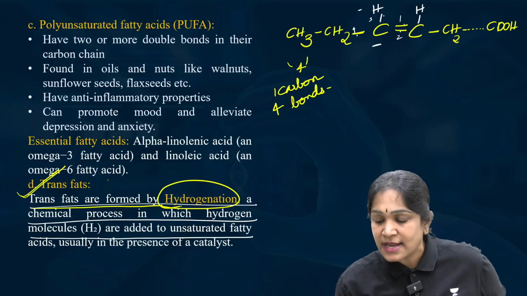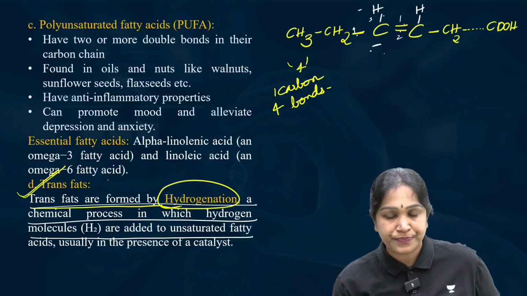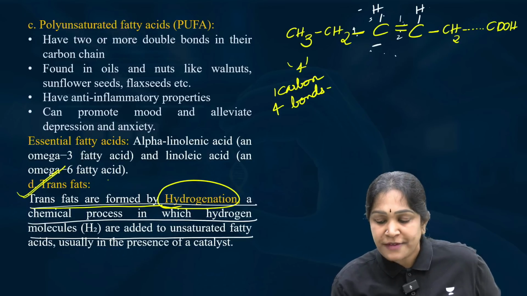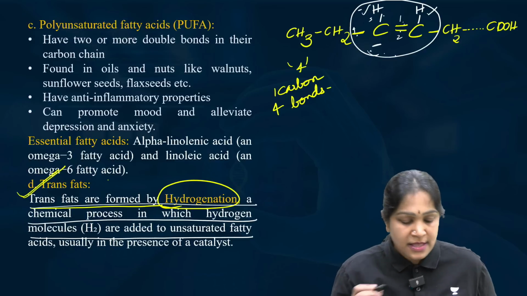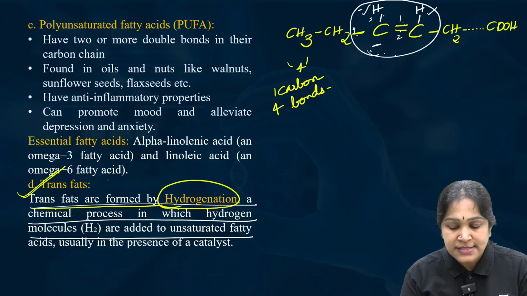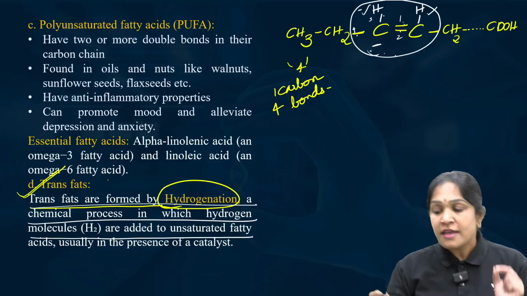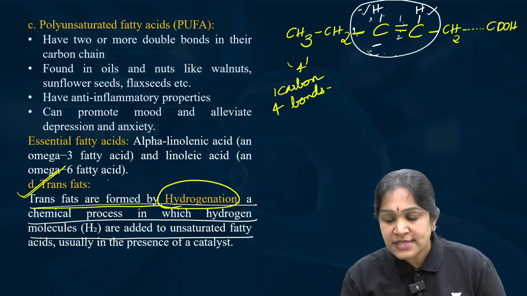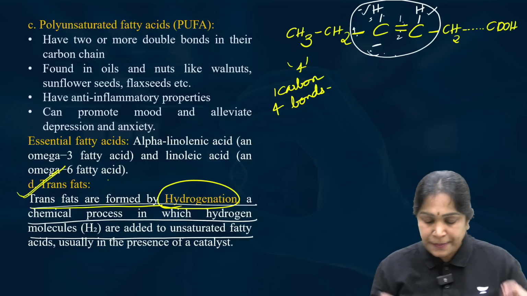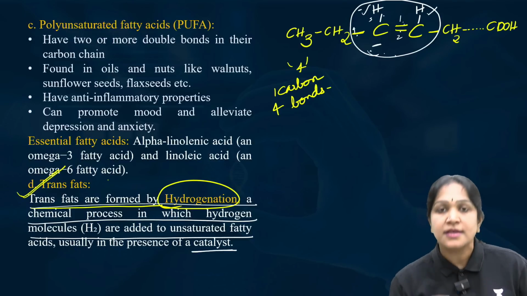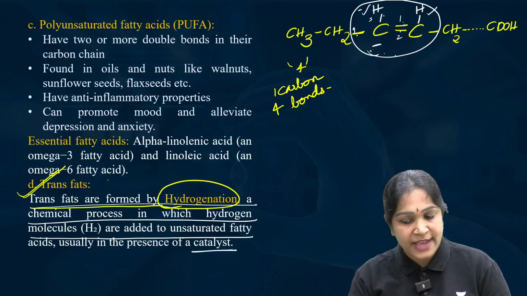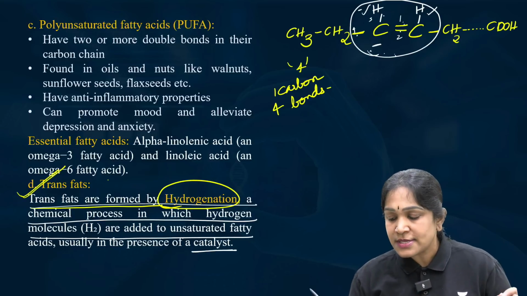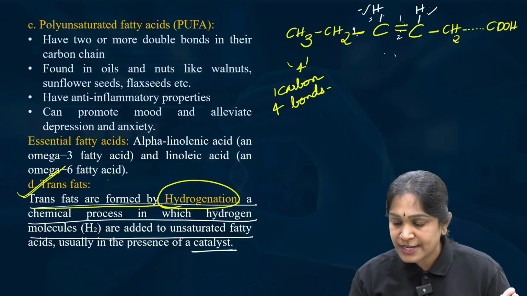Look here, this is an unsaturated fatty acid. To this unsaturated fatty acid, we are adding the hydrogen atoms. Therefore, we call this process hydrogenation. We add hydrogen atoms to this unsaturated fat in the presence of a catalyst. The catalyst will speed up this particular reaction. So this process is called hydrogenation.